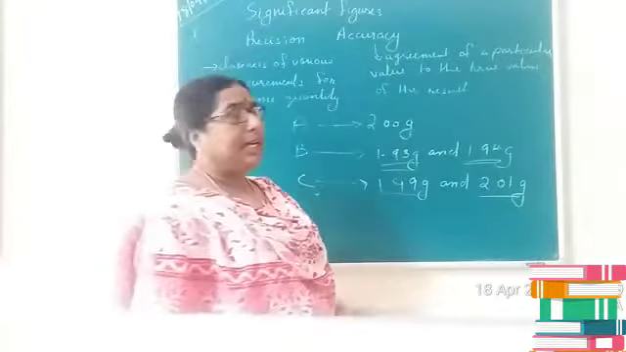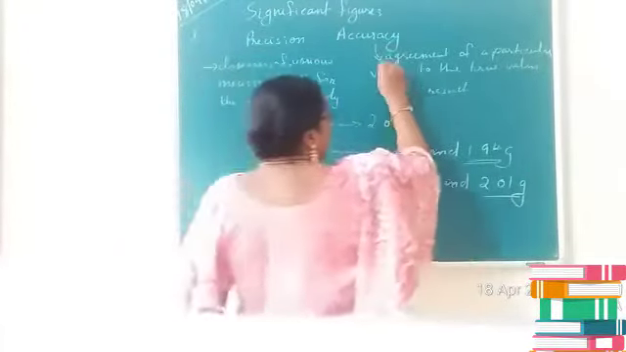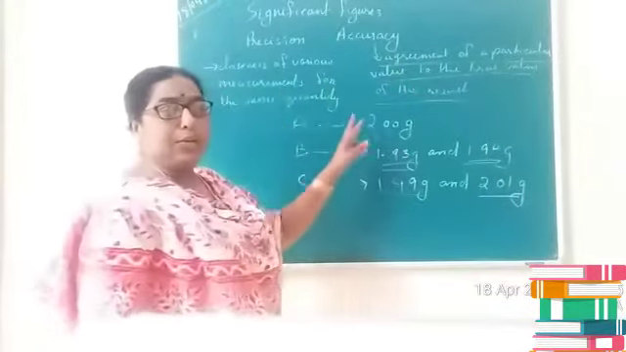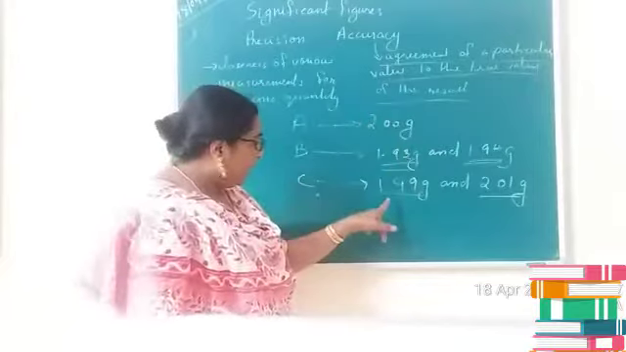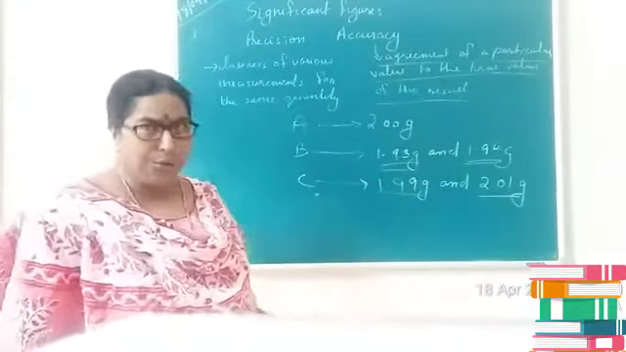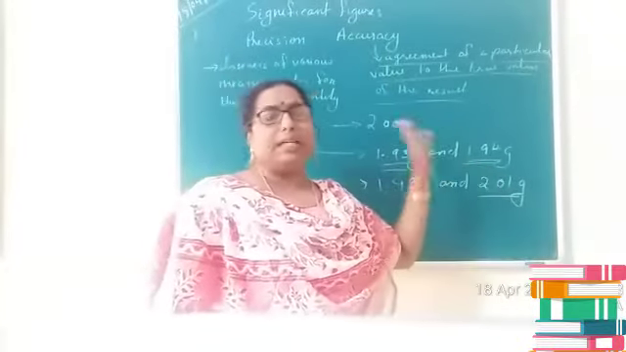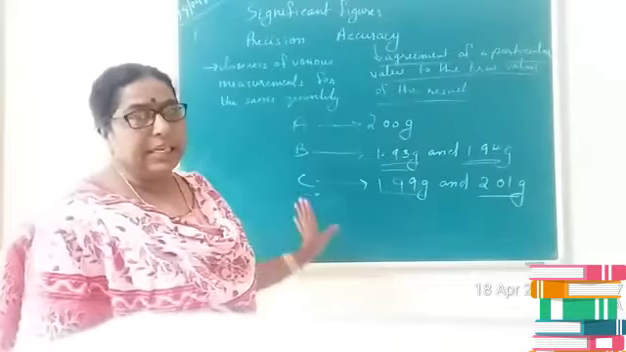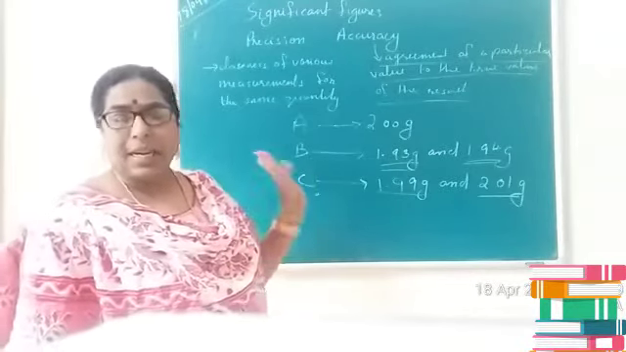On the other hand, accuracy represents the agreement of a particular value to the true value of the result. The true value is 2 gram, and here you can see that 1.99 is approximately equal to 2, or 2.01 is also approximately equal to 2. Is it clear children? The difference between precision and accuracy.